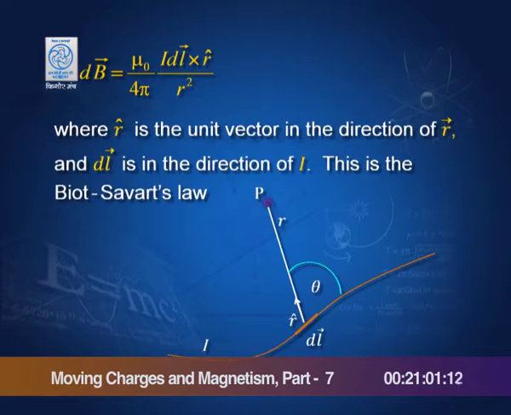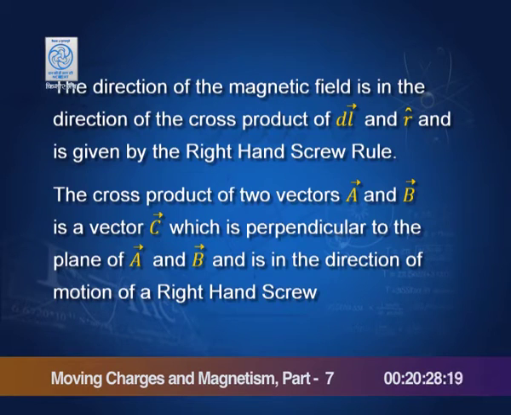Therefore, this can now be put in this form: dB, the magnetic field at a distance r from the current element dl, where the current is in this direction, is given by mu0 by 4 pi into I, where I is the current, dl cross r cap, where r cap is the unit vector in the direction of r, divided by r squared. This is Biot-Savart's law. As before, the direction of the magnetic field is given by the cross product of dl and r cap, and you know how to get the product using the right hand screw rule.